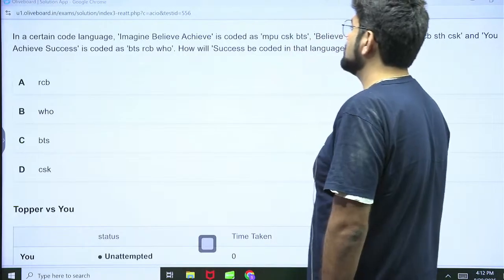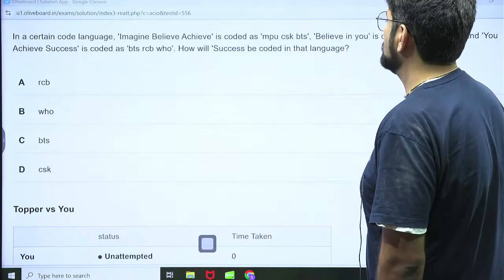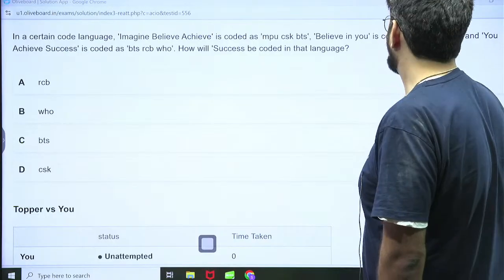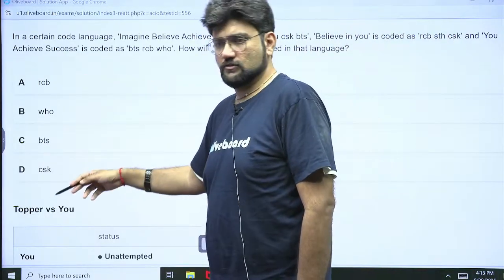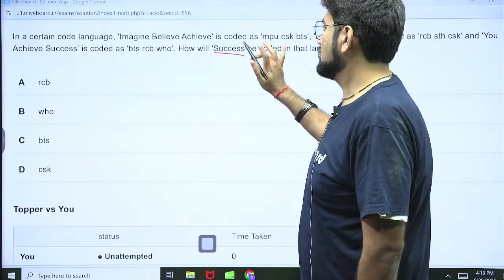So imagine, believe, achieve is coded as this. Okay. How will success be coded in that language? Now, success means you have one word which they have asked and all 4 are distinct options. So pick up those statements where success is not a part.